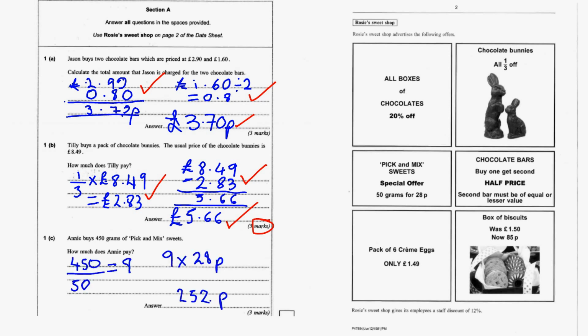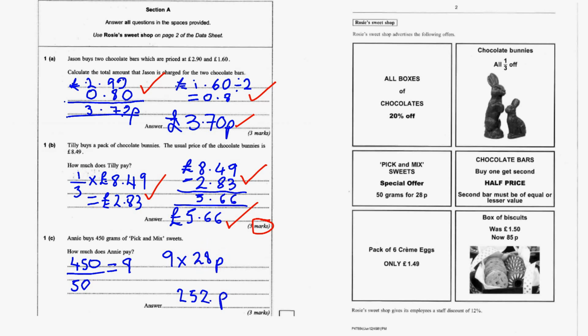Now, going here, we can realise that she's buying 450 grams. So the 450 grams goes here, and the data is telling us that 50 grams is for 28p. So that is over 50, because that's where we get the 50 from. And if you divide 450 by 50, you get 9. Okay, so this time we're going to use 9 times 28p. That's where we get the 28p, and the answer is 252p.